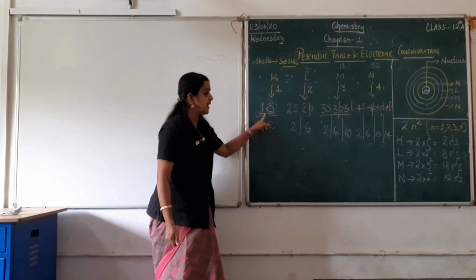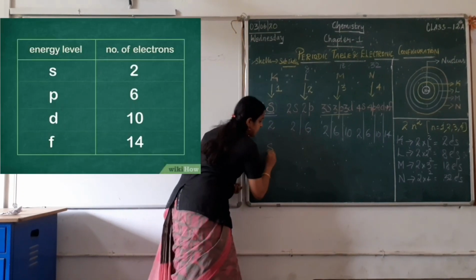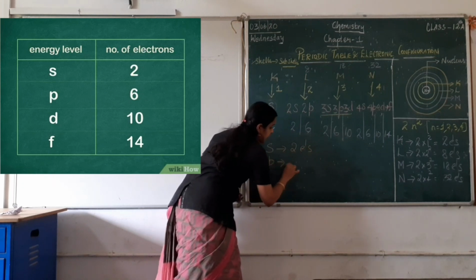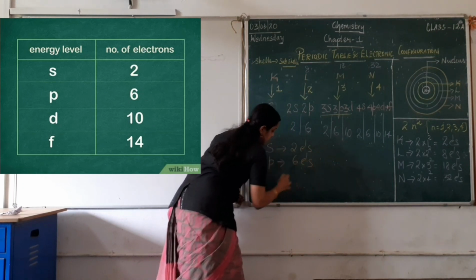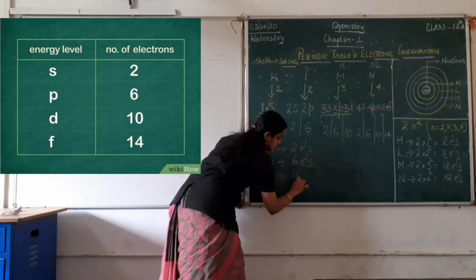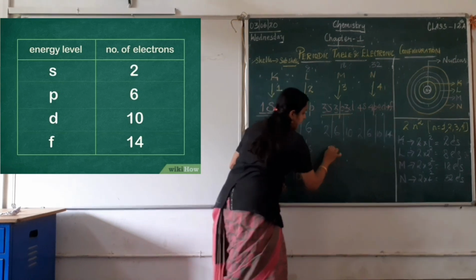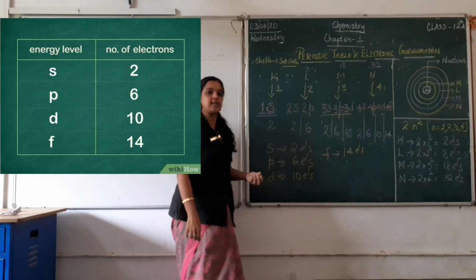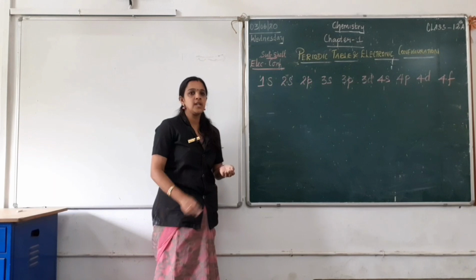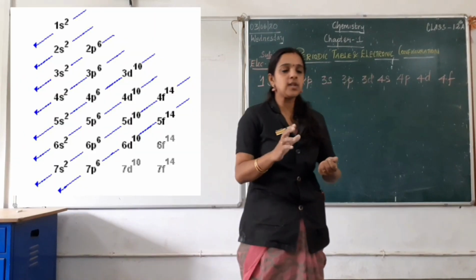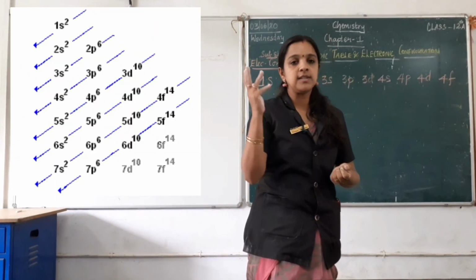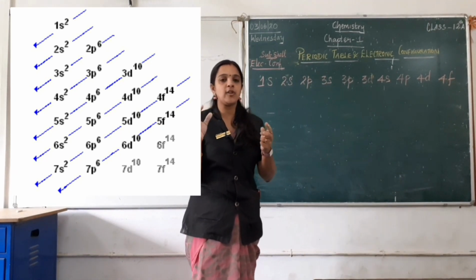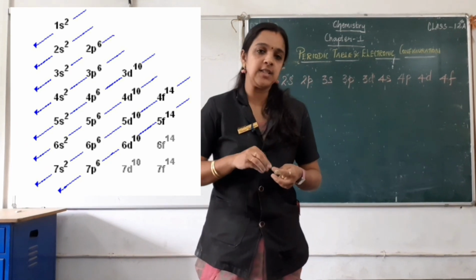So now you got an idea. Here, S subshell can take maximum 2 electrons. P subshell can take maximum 6 electrons. D subshell can take maximum 10 electrons. And F can take to the maximum of 14 electrons. So children, we have learned about the shell number, the number of subshells present in each shell, and the maximum number of electrons that can be filled in each subshell.